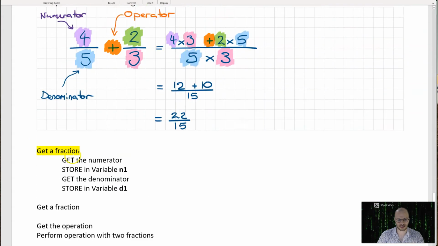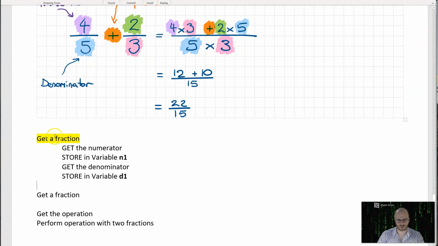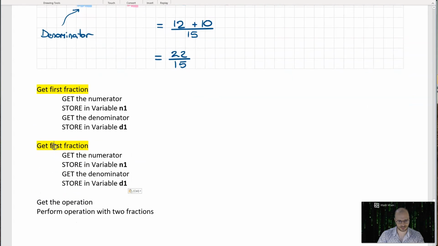Now we need to do the same for the second fraction. So we'll modify this and we'll say get first fraction. And then copy and paste this and turn it into get second fraction. And we'll change it slightly. Rather than n1 and d1, we'll change it to n2 and d2.